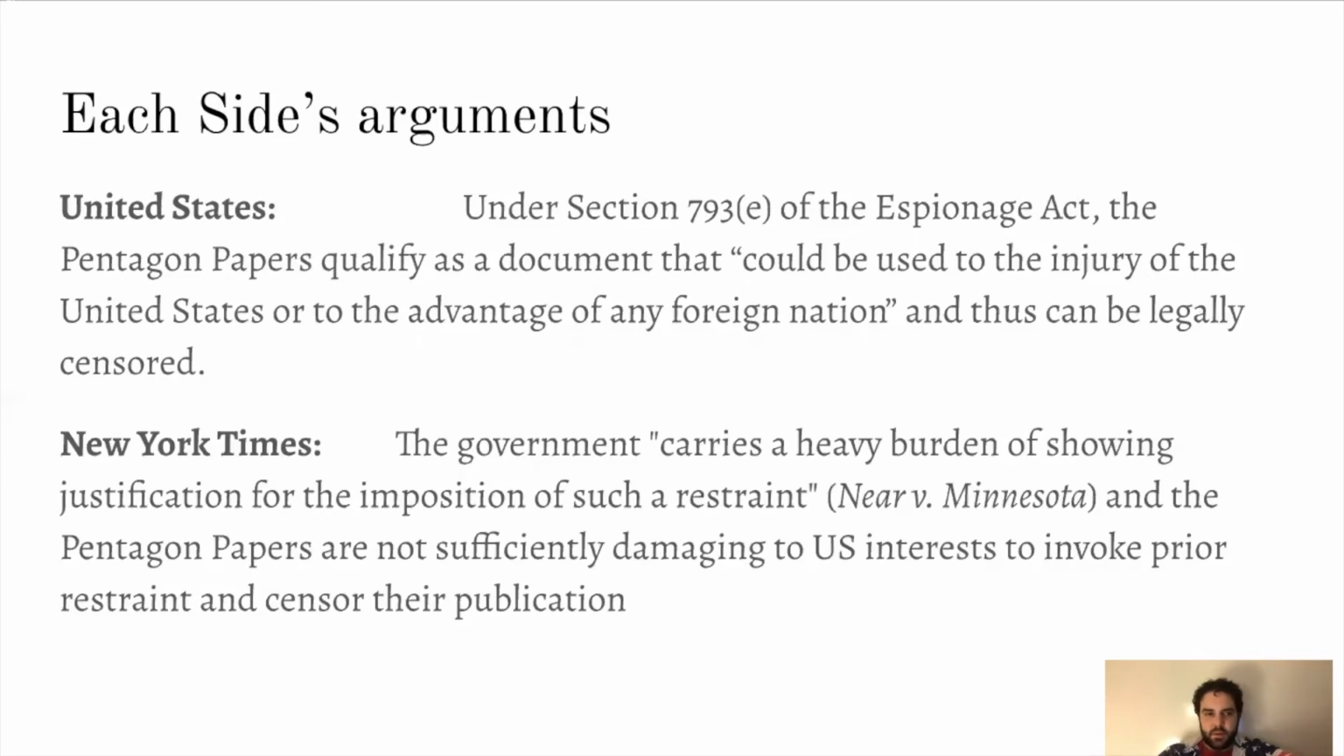The New York Times argued basically that the government carries a heavy burden of showing justification for the imposition of such a restraint, quoting Near v. Minnesota. And the Pentagon Papers are not nearly sufficient in how much damage they would do to U.S. interests to invoke prior restraint. The bar for the government preventing the publication of something, preventing it from ever being expressed to the public, needed to be set very high. And in this case, that bar was not reached.